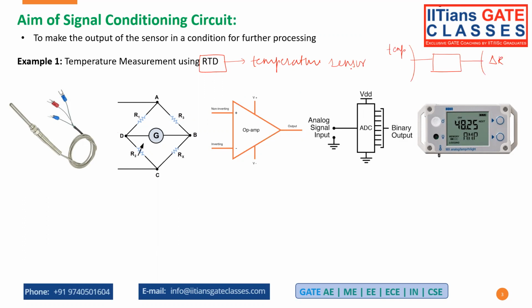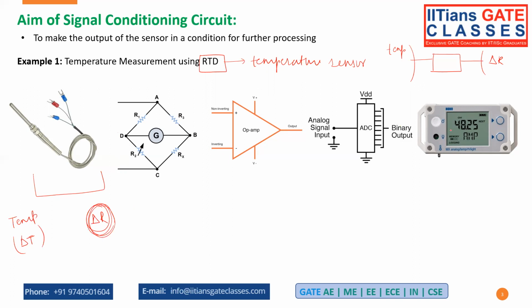This is basically made up of a resistive element, and whenever it senses a change in temperature, it changes its resistance. So this will sense the temperature, more precisely the change in temperature, and provide the output as change in resistance. We want to convert this change in resistance and present it. Basically, what is the ultimate aim? The ultimate aim is to observe and control the physical variable.